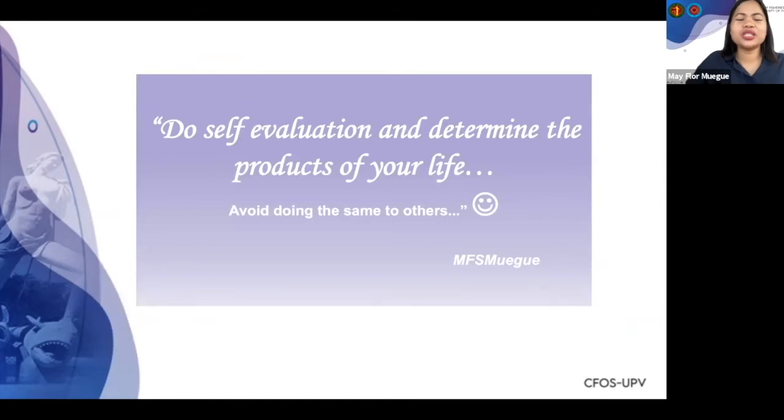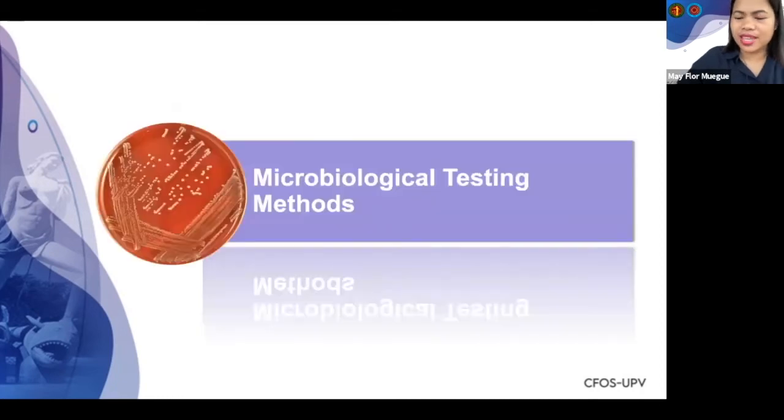Ayan, meron akong quote dito. Oy, original quote to ha. Do self-evaluation and determine the products of your life. Avoid doing the same to others. Avoid evaluating others. Ayan. Ibig sabihin, gusto kong sabihin, huwag pakialaman yung iba. I don't know, bakit yan yung naisip ko na quote that time when I prepared this lecture. By the way, ako yung nag-prepare ng lectures sa module 3 and 4.